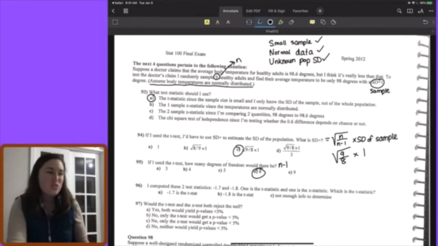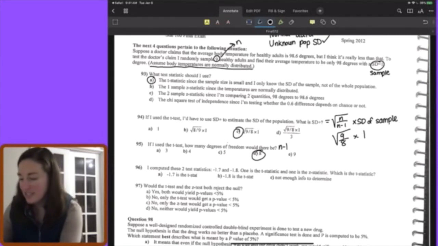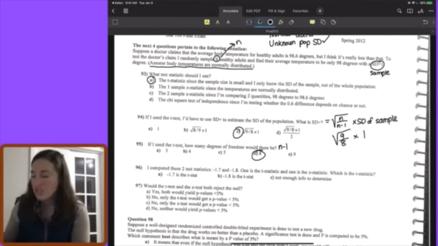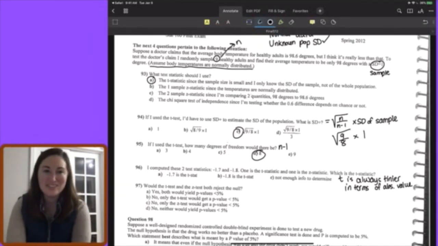And then last 2 questions on the t-test. So this one says if I computed 2 test statistics, Z and T, which one is which? So remember, T, I always like to think T is always tinier. And we want to think in terms of absolute value. These are both negative, but I'm going to think in terms of absolute values. Basically, with all of these, the negative versus positive test statistic doesn't really matter. So T is the smaller one, 1.7 versus 1.8. I'm going to say that T is the 1.7.